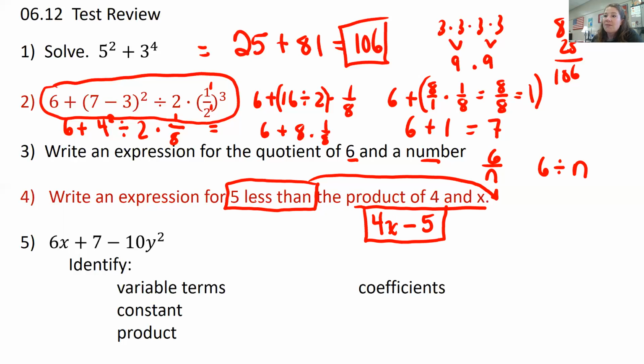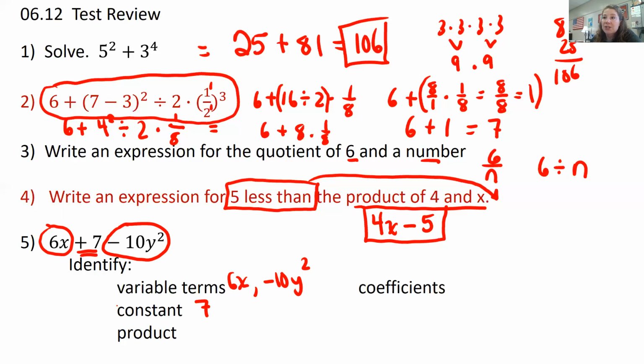All right, number 5. The first thing I want to do is identify the variable terms. There are 2 variable terms. 6x is a variable term, and negative 10y squared is a variable term. All right, so what's my constant? A constant is a number that's not being multiplied by a variable. So my constant is 7.